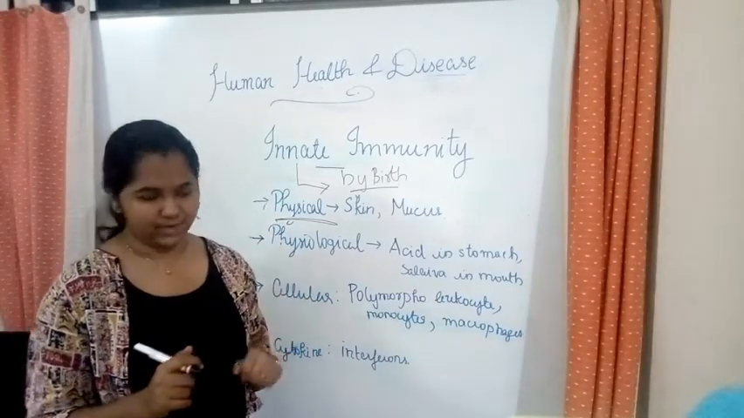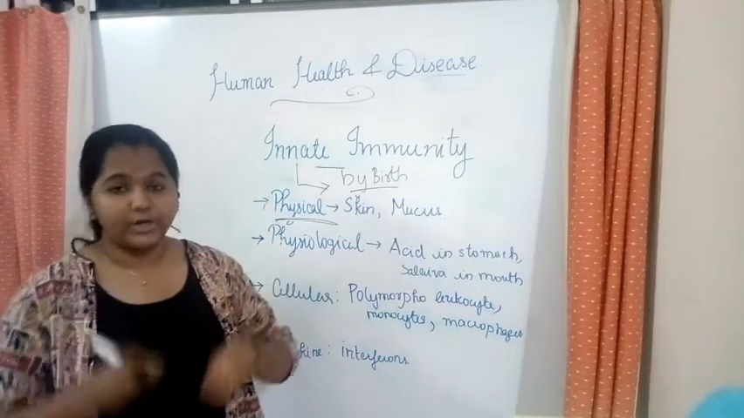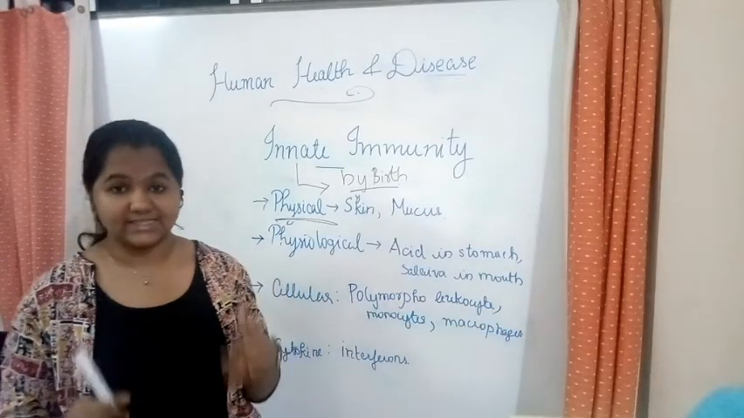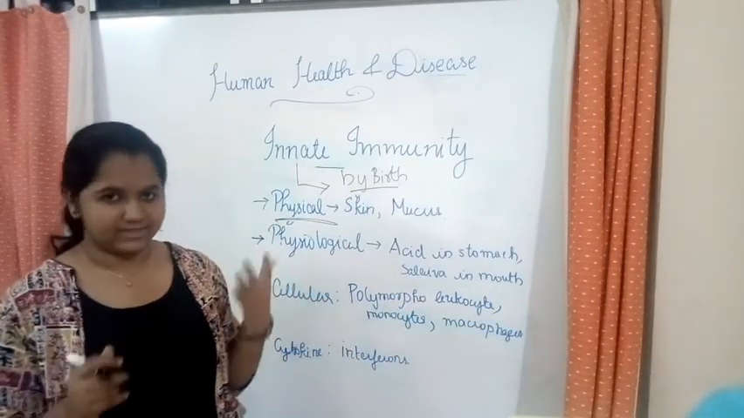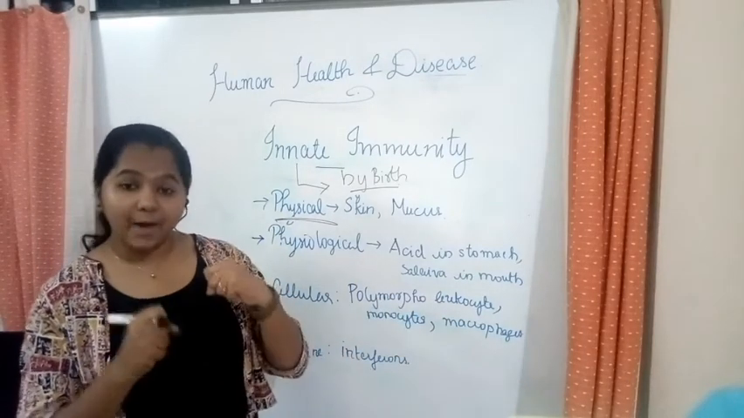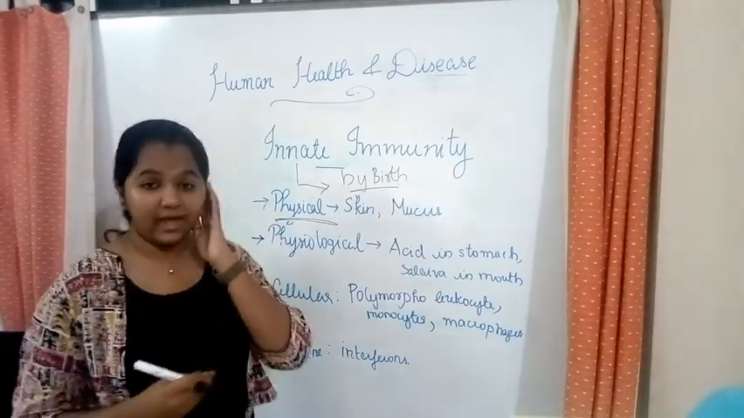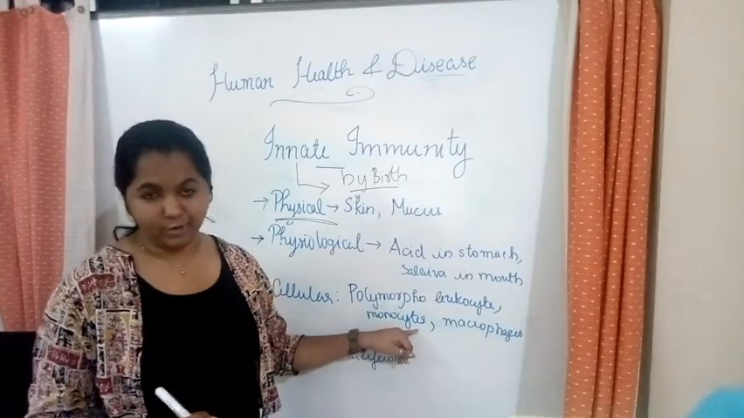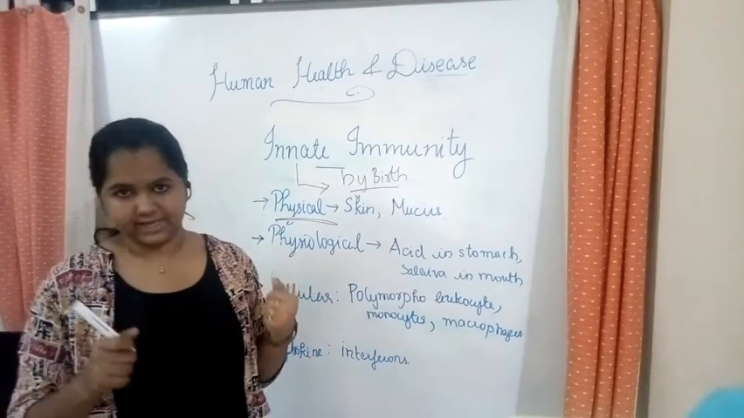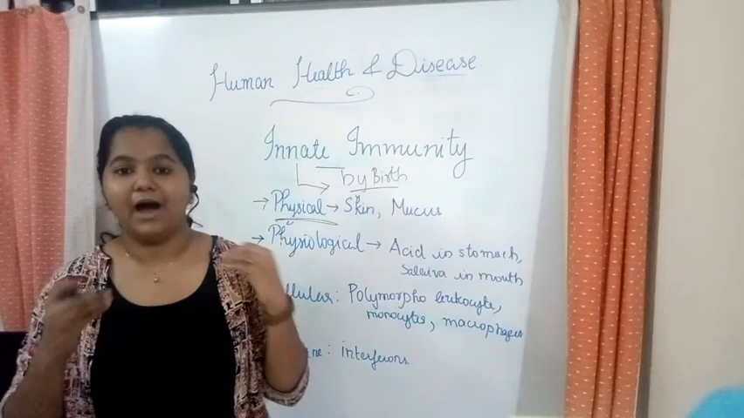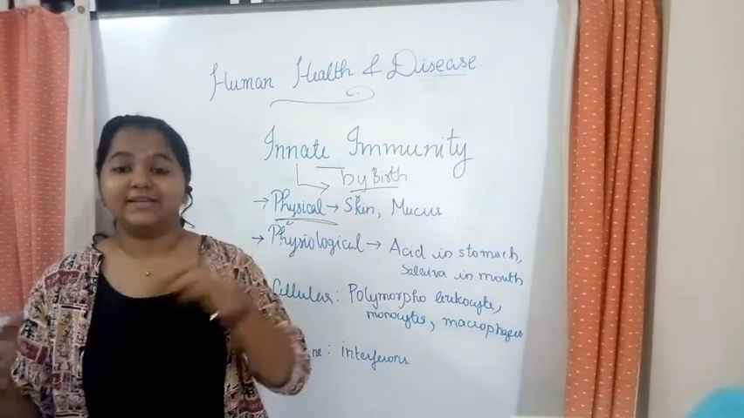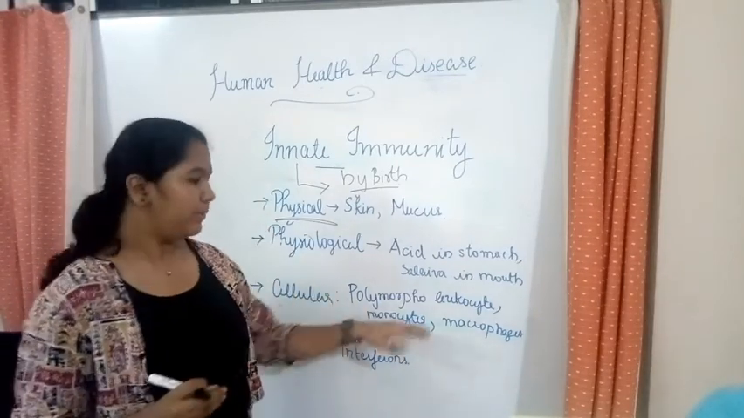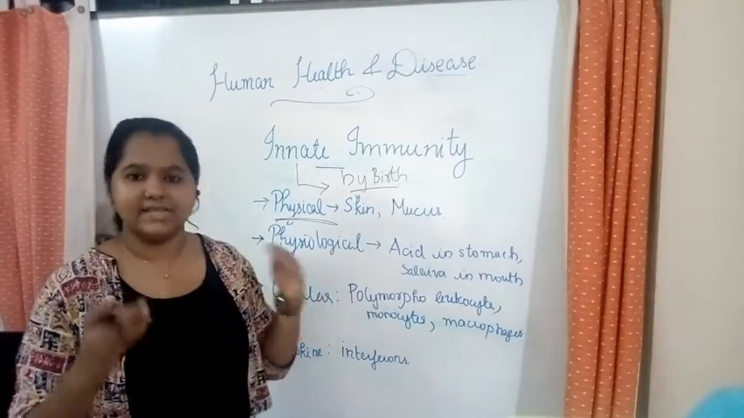Then the next one is the cellular barrier. Inside our body, this process is also happening. Polymorphonuclear leukocytes: we know that leukocytes, the white blood corpuscles, are actually the army of defense in our body. So they also act as a barrier. Then monocytes, then natural killer lymphocytes, and then macrophages in our body. What would they do? They engulf the foreign bodies or the pathogens and then destroy them. So these are the cellular barriers, at the cellular level.